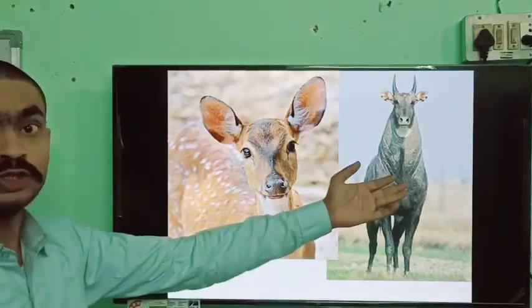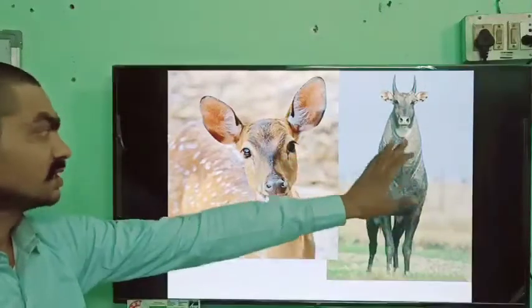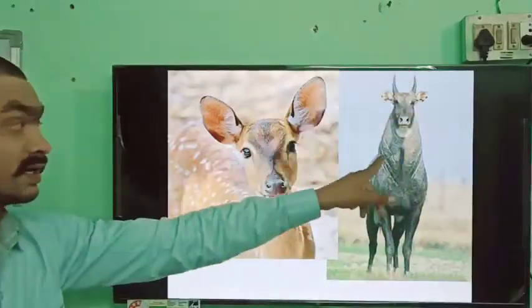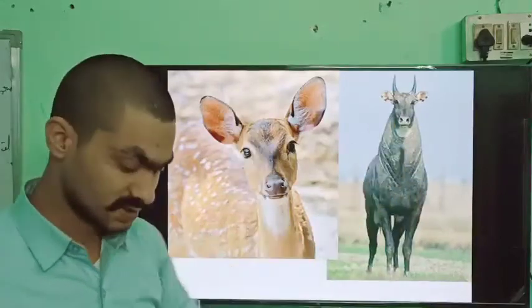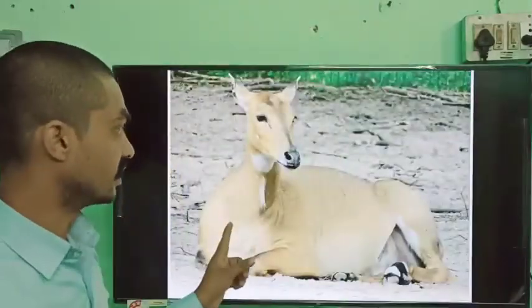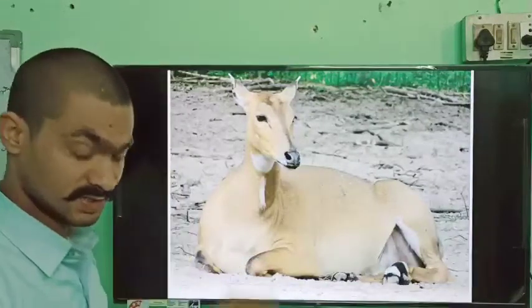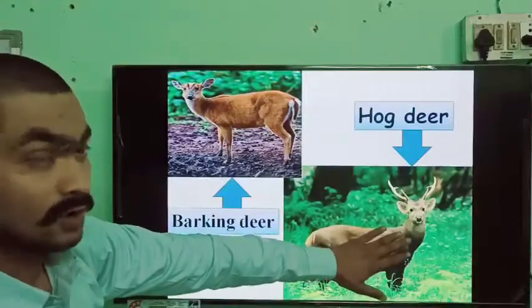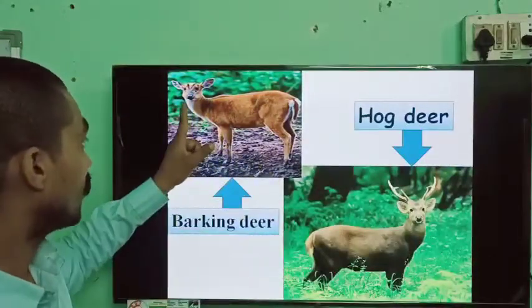And this you might have seen in your fields. What is this? This is male nilgai. It is having horn. And you might have seen a herd of nilgai, around 7 or 8 members. So many females and children, the calves, are there, but only one male you will see there. This is female nilgai. They run very fast. And then this is hog deer, and this is hog deer, and this is barking deer.